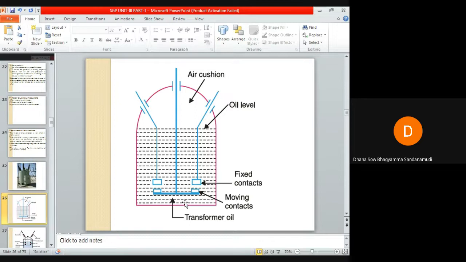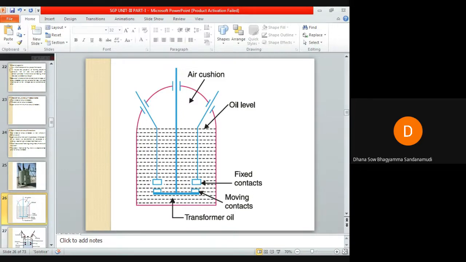Here the transformer oil is acting as both extinguishing medium as well as insulator. You can call this plain break oil circuit breaker also a double break plain oil circuit breaker. The reason is, if you observe in this image, there are two moving contacts and two fixed contacts.